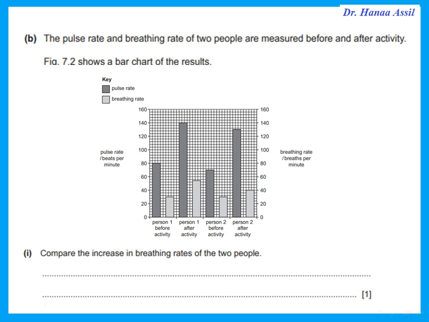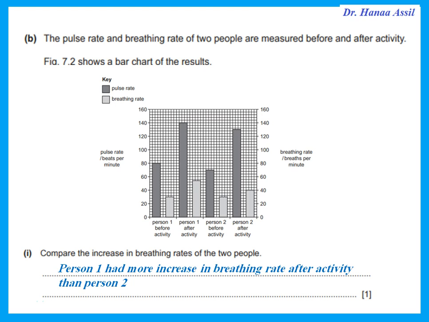The pulse rate and breathing rate of two people are measured before and after activity. Compare the increase in breathing rates of the two people. Which one is the breathing rate? The breathing rate is the lighter color. So what is the difference in the breathing rate of the two people? Of course, person one has more increase in breathing rate.